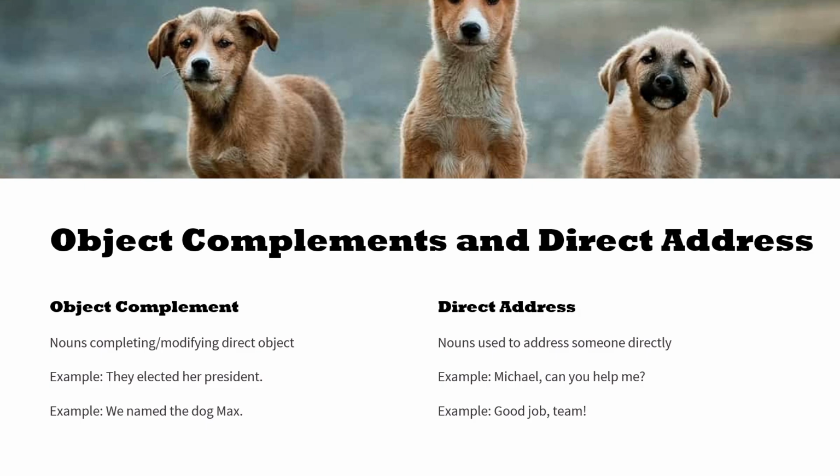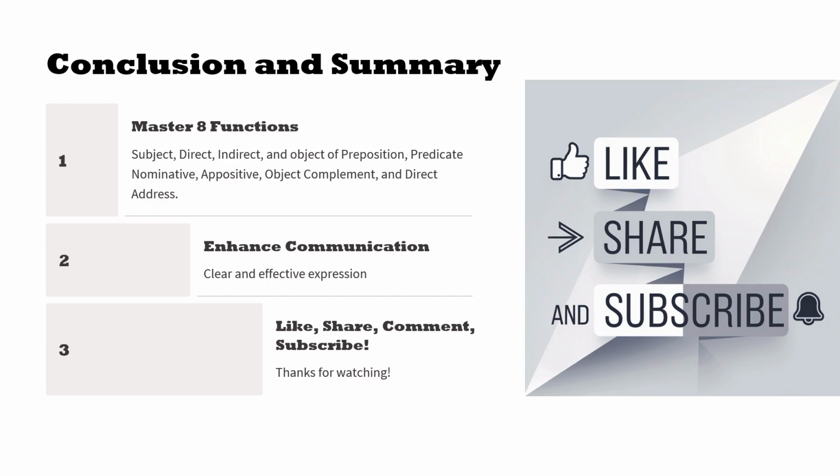And then for the second sentence, we have, good job, team. Here, team is the noun of direct address, identifying the group being addressed. Okay, so direct address is a simple but effective way to personalize or specify communications, especially in conversational or instructional settings. These nouns often appear with commas to set them apart. So now that we've discussed the 8 functions, let's take a moment to summarize what we've learned and emphasize why understanding noun functions is so important.